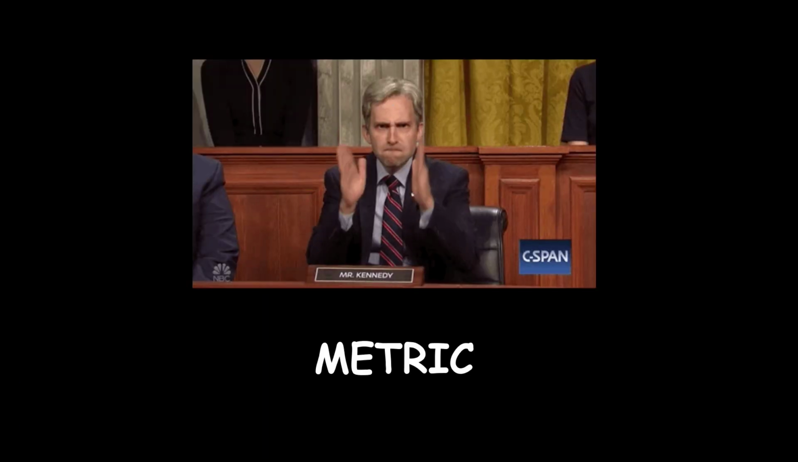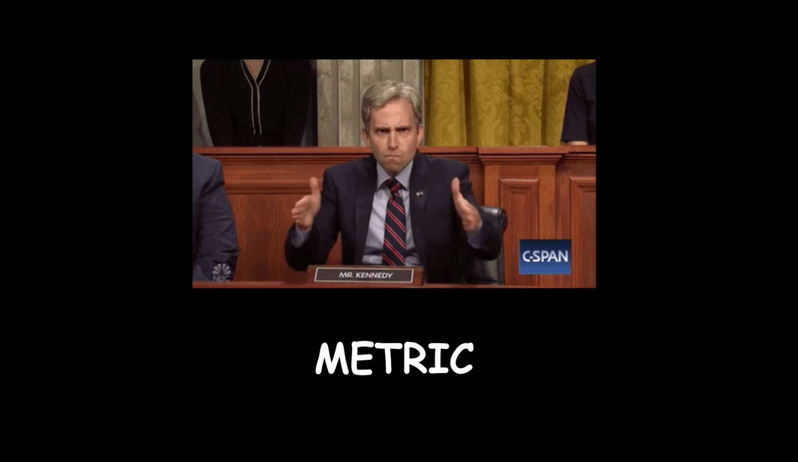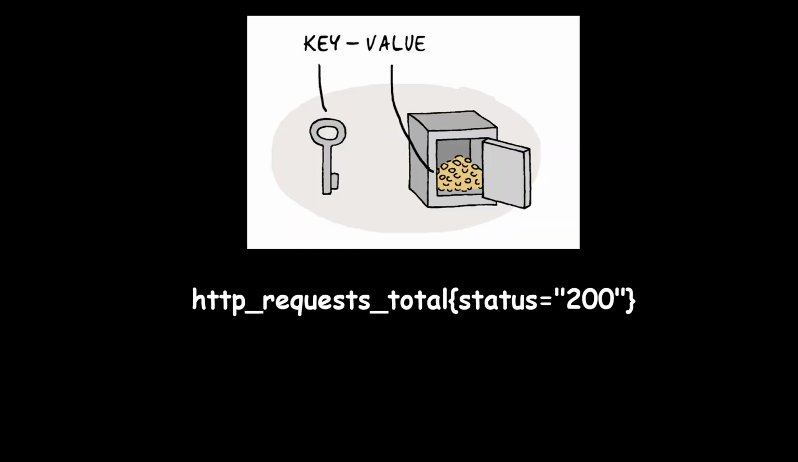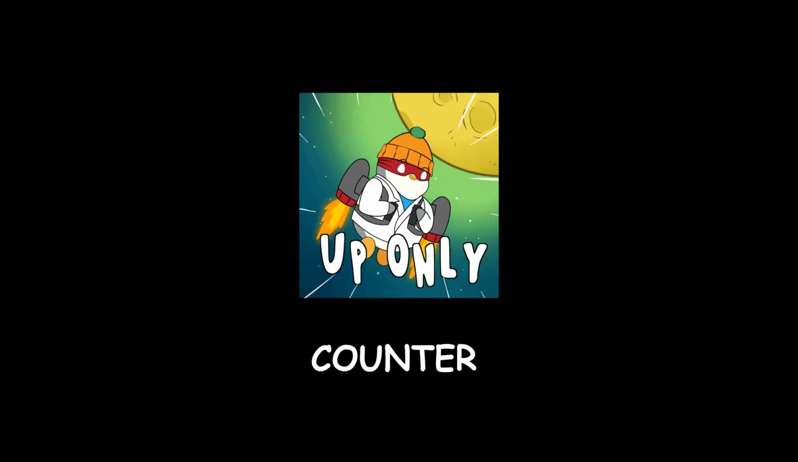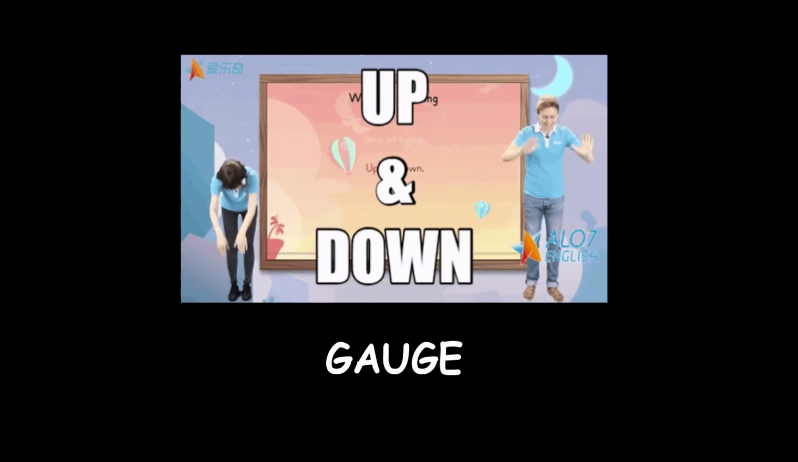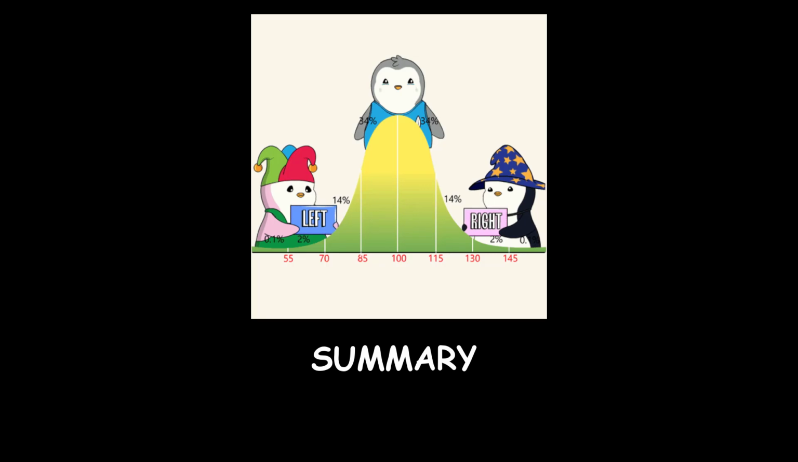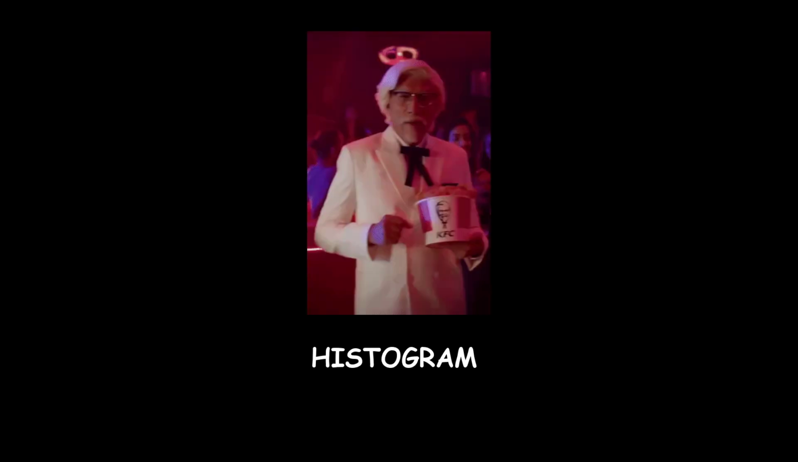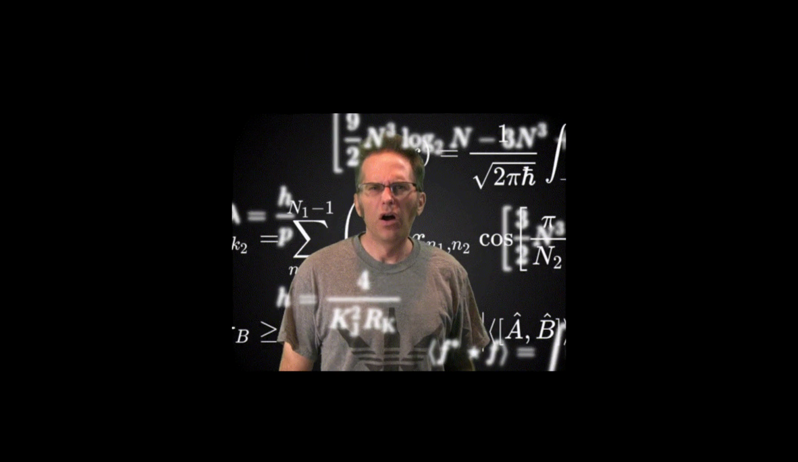So what is a metric? A metric is a characteristic of a system being measured, for example, the total number of requests made to your application. Metrics are identified and organized by key value pairs called labels. There are 4 different metric types in Prometheus: counters that track values that only increase, gauges that track values that can increase or decrease, summaries that track quantiles, and histograms that track cumulative bucketed counts.